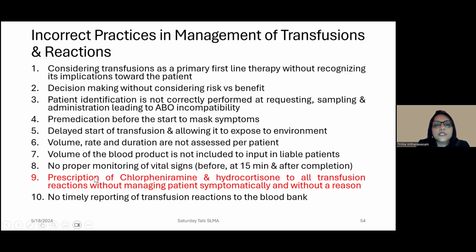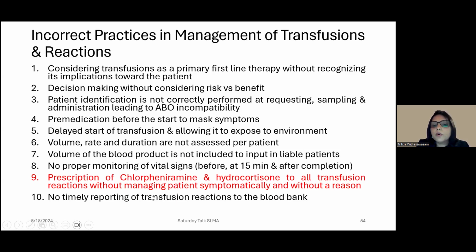The prescription of antihistamine, Piriton, and hydrocortisone to all transfusion reactions, without managing patients symptomatically and without any reason, is of course not good. And we do see over-the-phone prescription by the medical officer. Until the medical officer comes, they ask the nursing officer to do it. I request all the nursing officers, don't just give any drug, because the doctor has to see the patient. Then only the doctor knows how to assess what the symptom is, what kind of reaction, what kind of problem is happening. Then we have to manage accordingly, not with the cocktail treatment of antihistamine and hydrocortisone. This is really bad practice in our part of the world, our country.